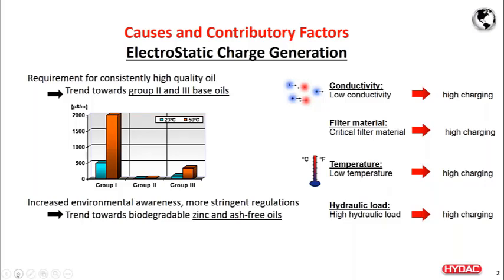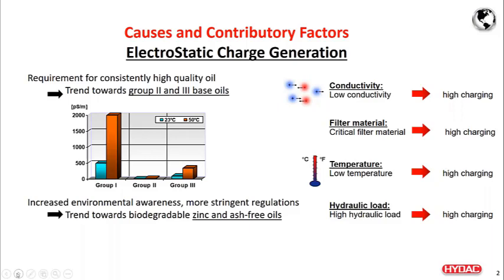First, what we are looking at here is the group 1, group 2, and group 3 oils. API has developed these different classifications of the lubricant oils as well as the hydraulic oils. And in the industry, the trend is now moving toward utilizing group 2 and group 3 oils. These oils started in the market around the 1990s, and in that time period, HYDAC started seeing some issues filtering these group 2 and group 3 oils, with electrostatic charging and discharging events.